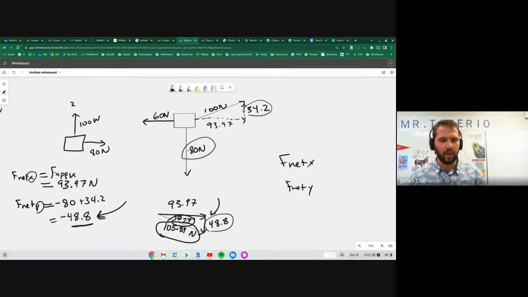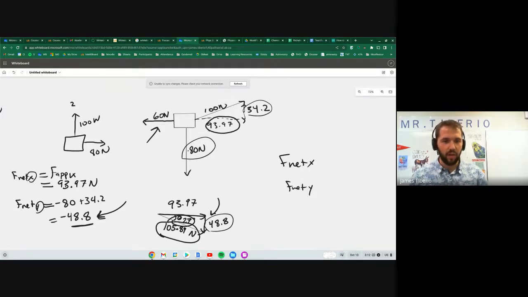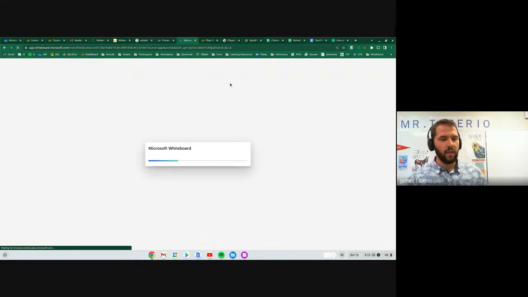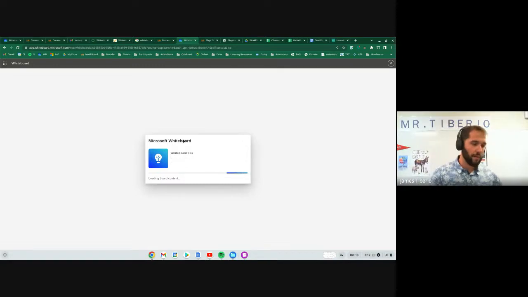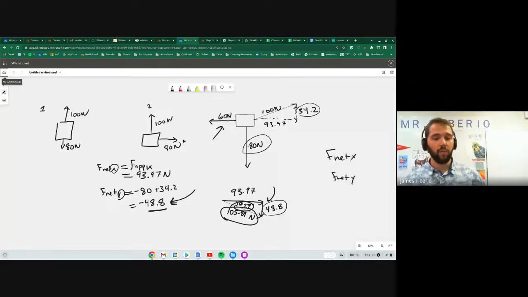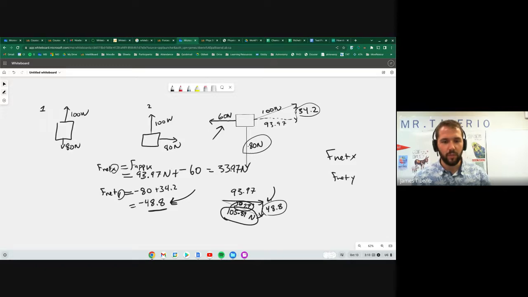But now we say, okay, hold on. This person is pulling backwards, opposing this force. It's not opposing the 80 newtons or the 34.2 newtons. It's opposing only the 93 newton force. And so when we do our Fnet equation, now we're going to do the person pulling right's force, either minus the person pulling left or plus a negative person pulling left because it's in the negative direction. So plus negative 60 newtons. And all of a sudden we have a new net force of 33.97 newtons, which is positive to the right.